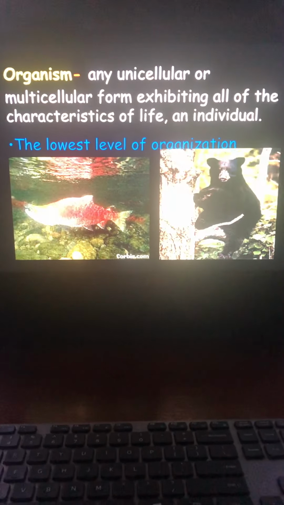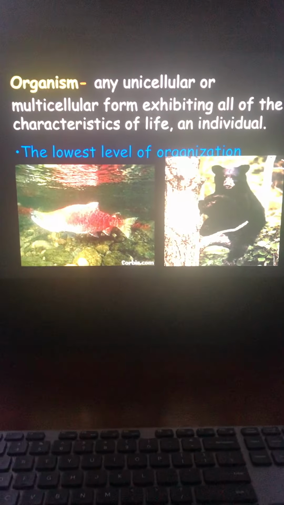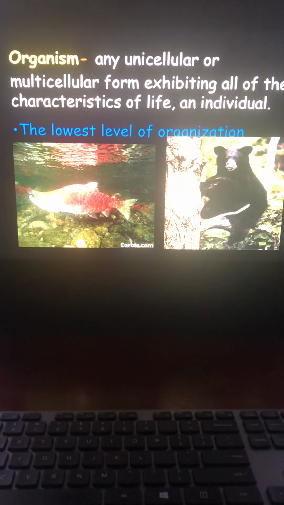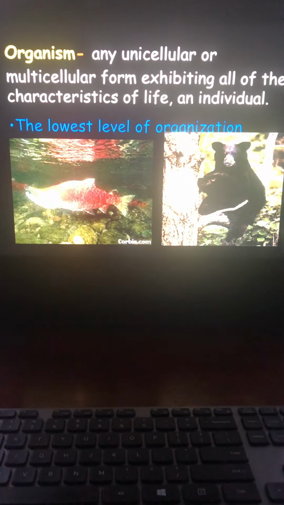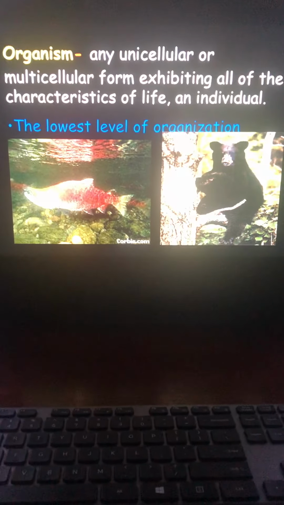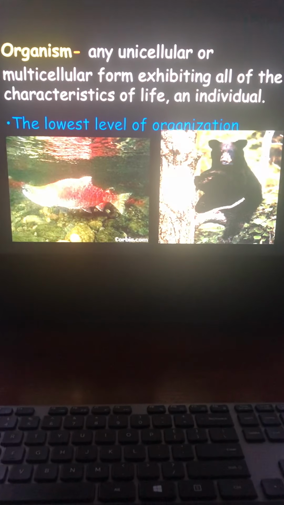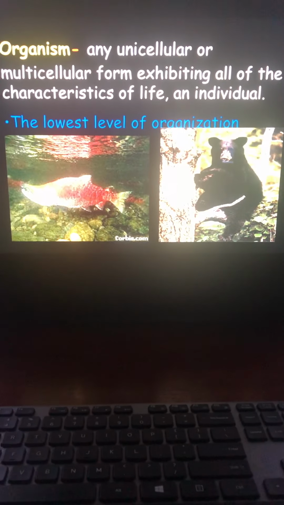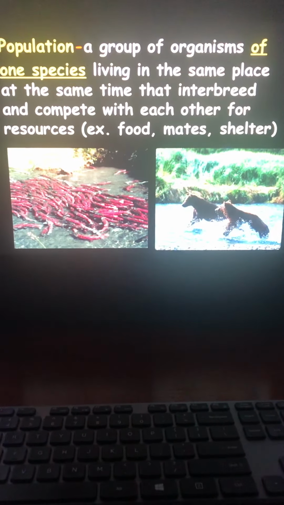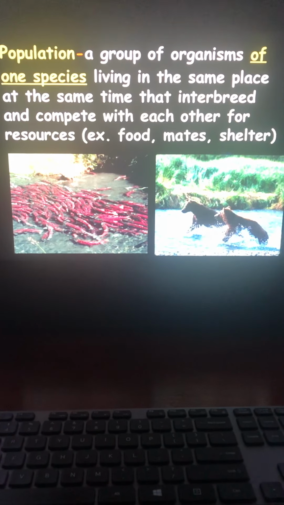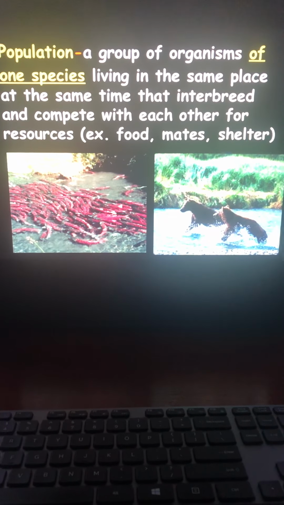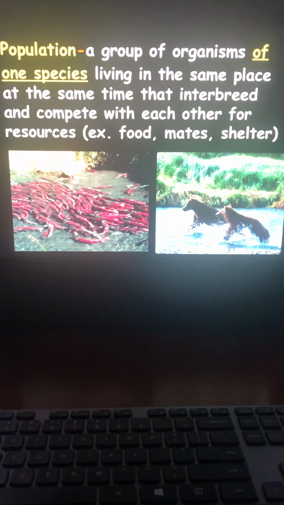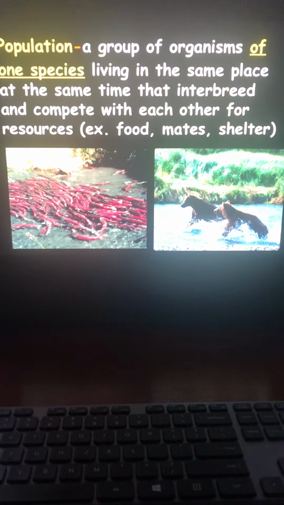So if we start with the individual or the organism, it's any unicellular or multicellular form that is exhibiting all of the characteristics of life. So basically we would say it's an individual, the lowest level of organization. Populations are groups of organisms of one species living in the same place at the same time. They can interbreed and compete with one another for resources. So they might compete with one another for food, for shelter, for mates.